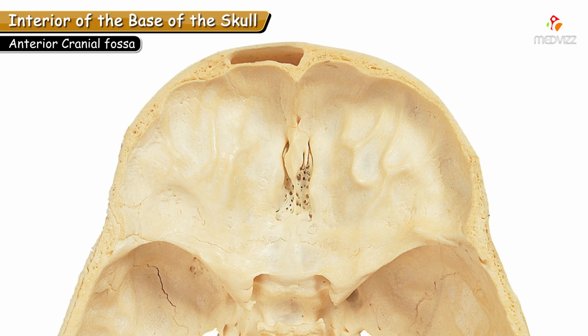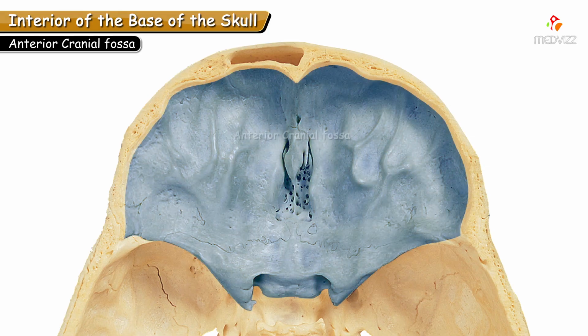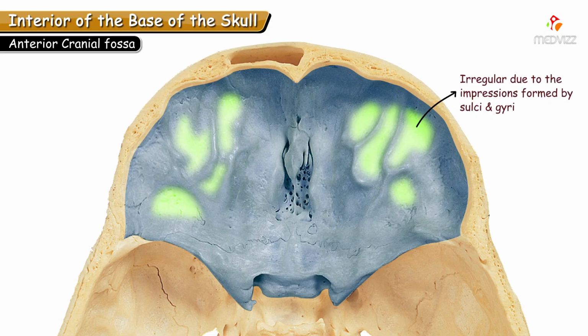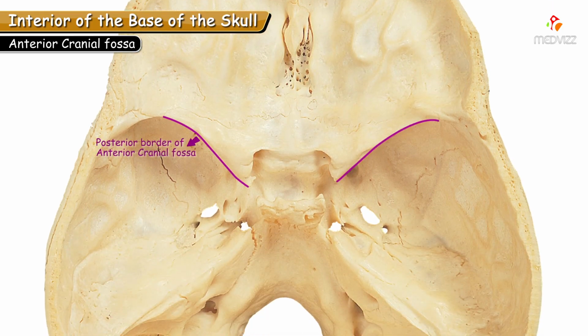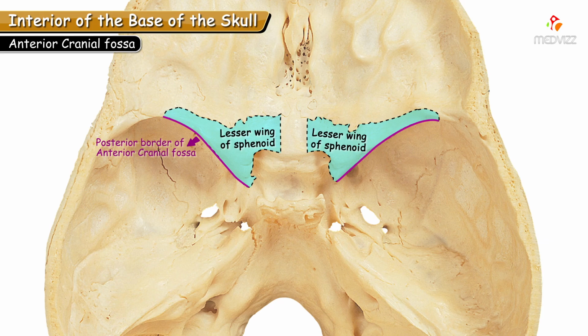Now we shall talk about each side of the anterior cranial fossa. It appears very irregular due to the impressions of sulci and gyri. The sulci and gyri of the brain make impressions that give irregularity to the anterior cranial fossa. The posterior border, we know, is formed by the lesser wing of sphenoid on each side.